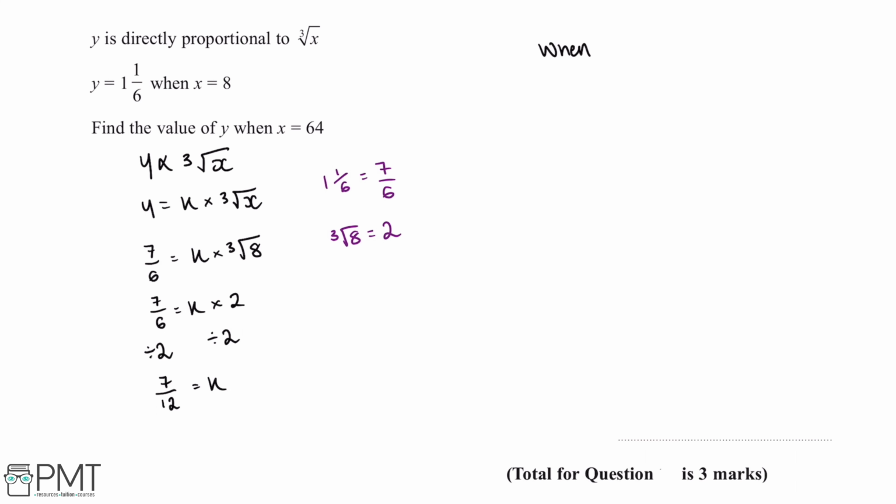So when x equals 64, y is equal to 7/12 multiplied by the cube root of 64. So again, we can simplify the cube root of 64 down. The cube root of 64 is equal to 4, and again this is because 4 multiplied by 4 multiplied by 4 gives us 64. So we can simplify down the right hand side of this equation, and 7/12 multiplied by 4 is 28/12.